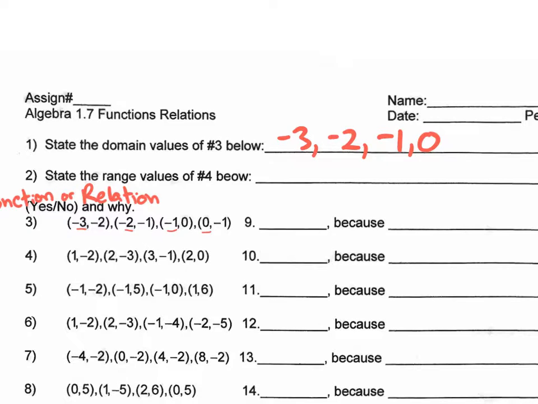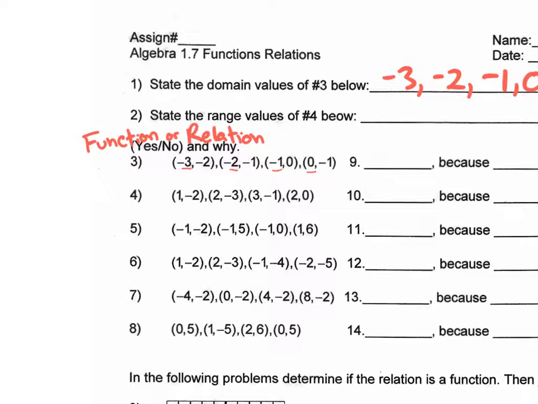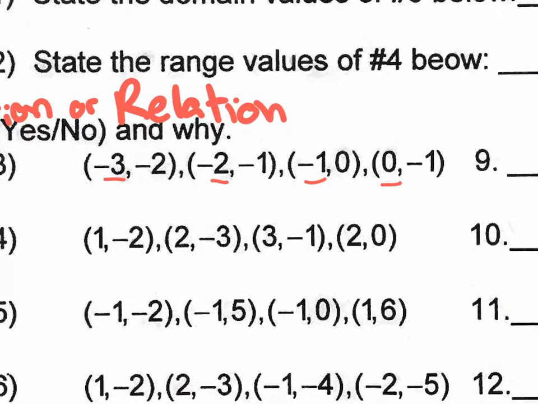So the question is, instead of yes or no, let's say, is it a function or just a relation? And then explain why. So number 3, is that a function or a relation? It's a function. It's a perfectly functional machine. It's working, okay? You never plug in the same number twice and get out different answers. You plugged in -3, you plugged in -2, you plugged in -1, plugged in 0. You never plugged in the same number twice and got out different answers. So it's definitely a function.